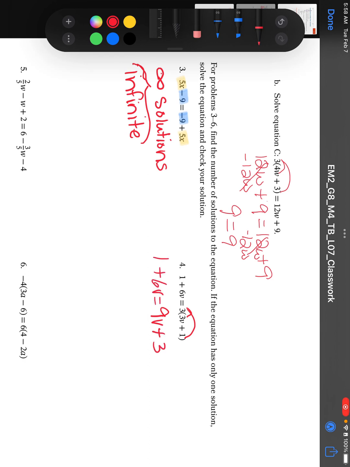So looking at this equation, does the left side match the right side? No. So we're going to have to go through and keep solving. So that's where we're doing our steps that we were practicing last week.